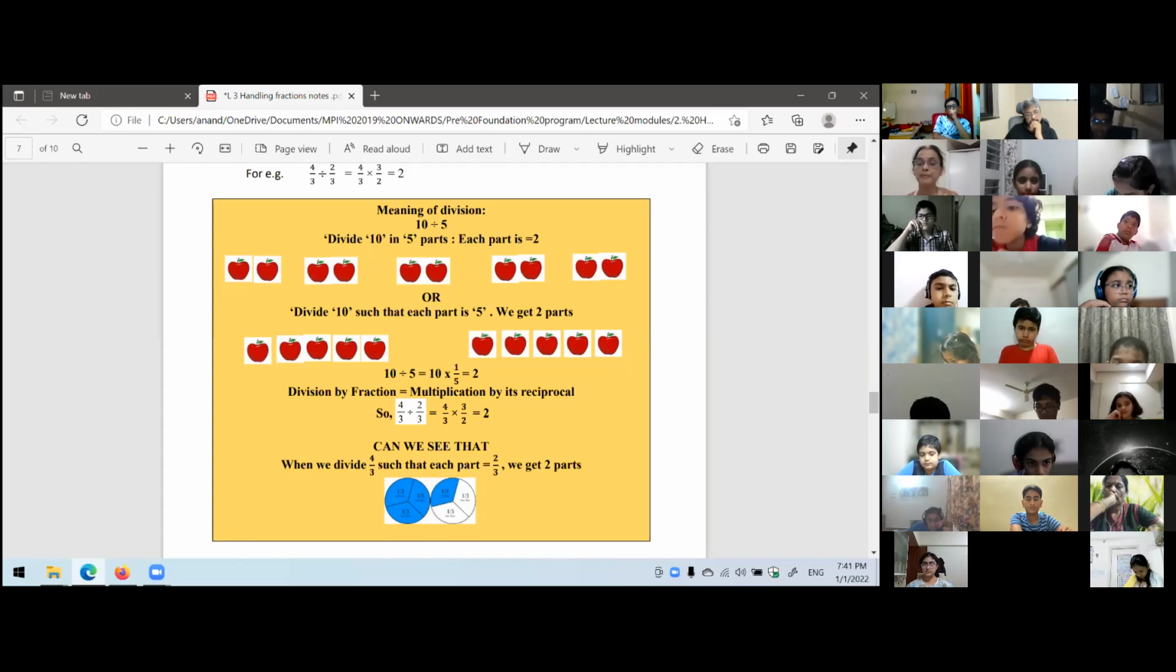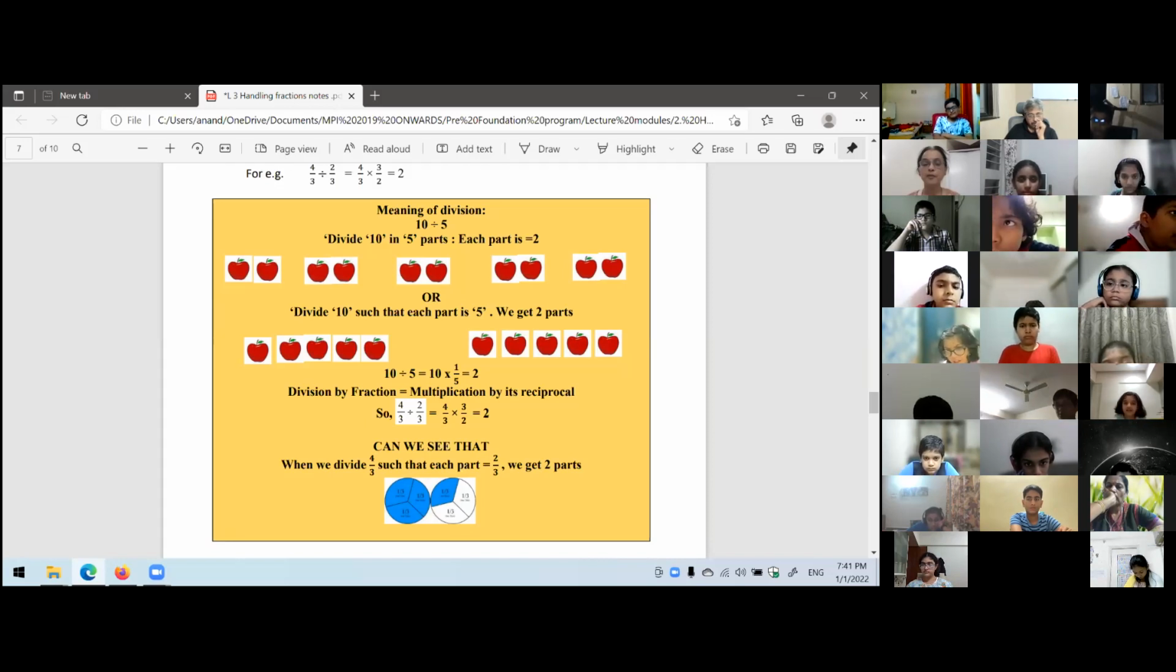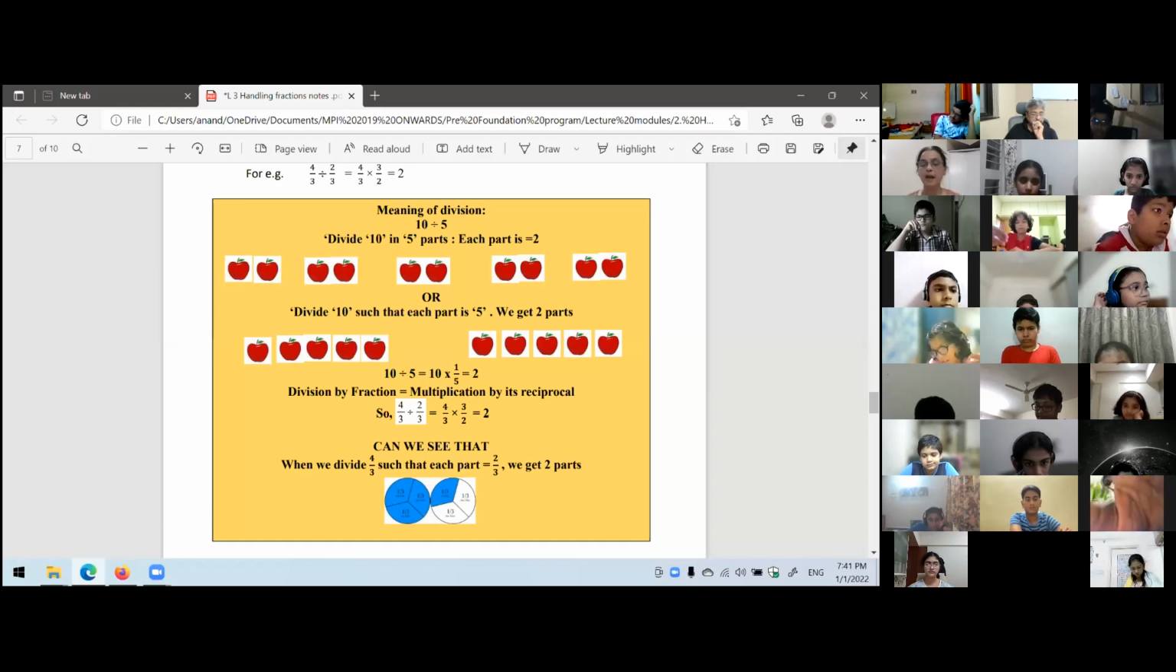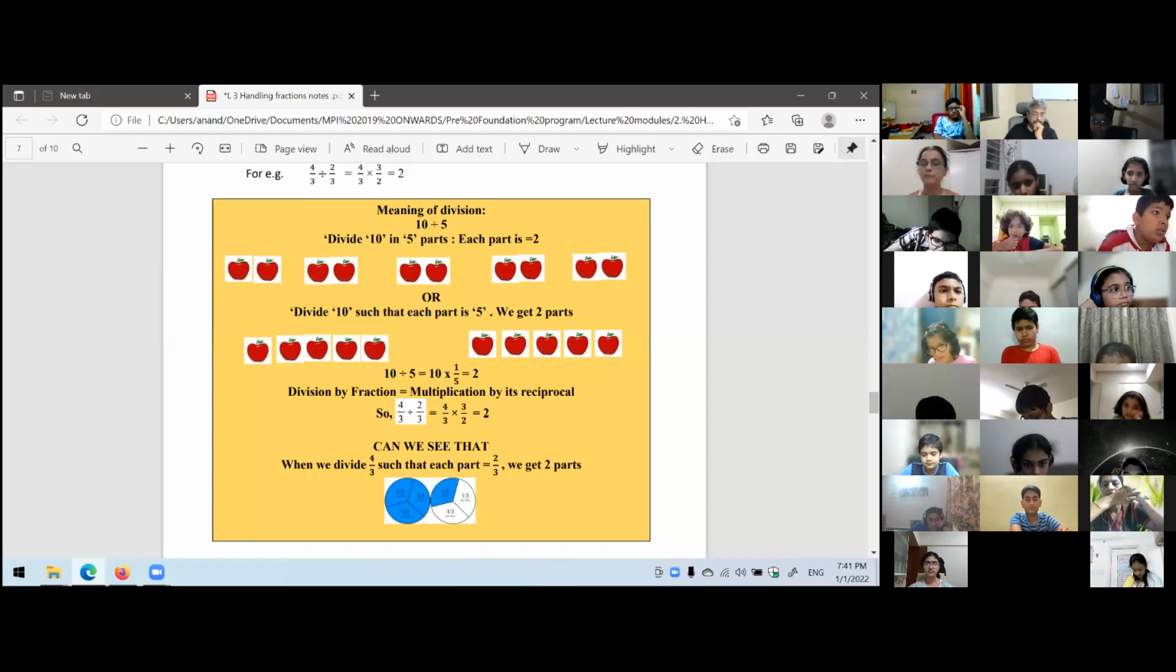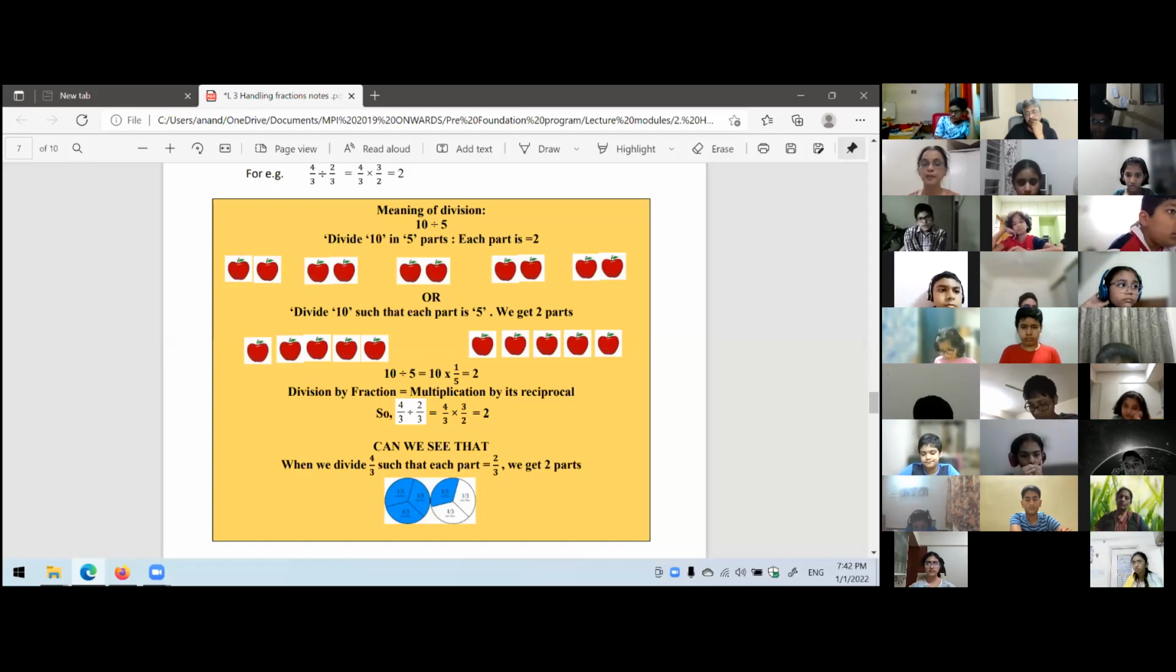So 4 upon 3 divided by 2 upon 3 can also be read as 4 upon 3 multiplied by 3 by 2. And now if I read this like this, we can say 4 upon 3 divided by 2 upon 3, or divide 4 upon 3 such that each part is 2 upon 3. So how many such parts will I get? This and this will be one 2 upon 3, and this will be one more 2 upon 3. So totally there will be 2 parts such that each part is 2 by 3 when I divide 4 by 3.